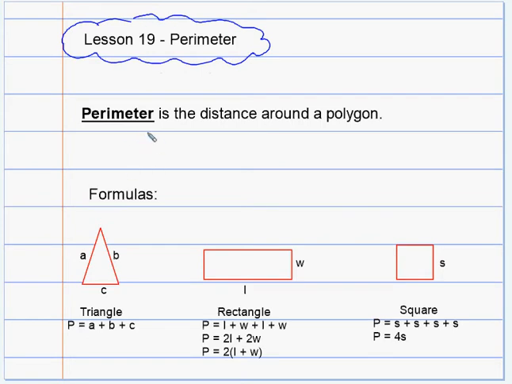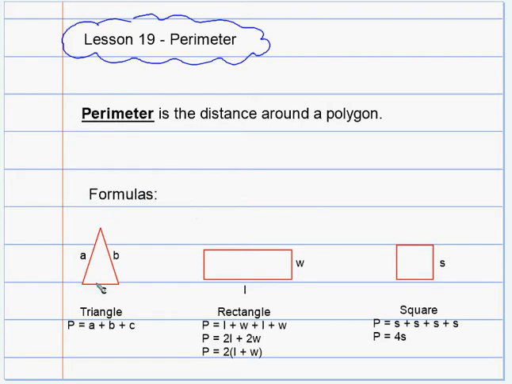So perimeter is the distance around a polygon. We talked about polygons yesterday in lesson 18, how we have a closed figure made of segments that is flat and two-dimensional. So we're going to figure out what the distance is around that shape now.